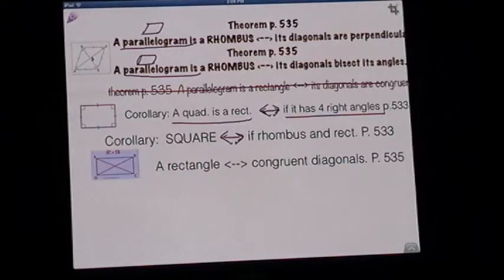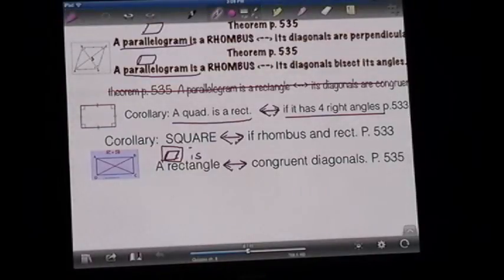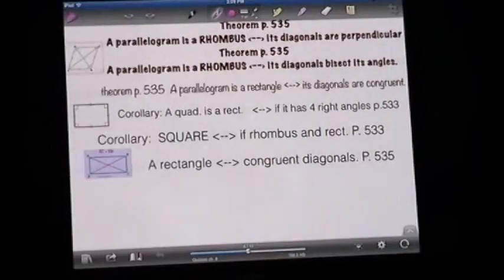Okay, also on page 535, a parallelogram is a rectangle if it has congruent diagonals. Now you need the word parallelogram there because the isosceles trapezoid also has congruent diagonals, but it's not a rectangle. Again, you can pause this whenever you need to, so you can copy stuff.